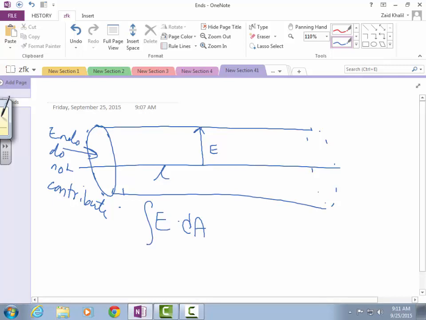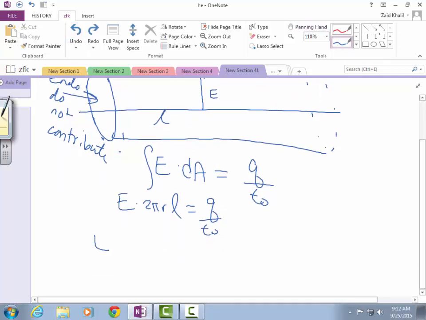Is E uniform? Yes. It equals Q over epsilon naught. And so what's dA? 2 pi RL. So we have E times 2 pi RL equals Q over epsilon naught. And therefore, E equals Q over 2 pi epsilon naught RL.